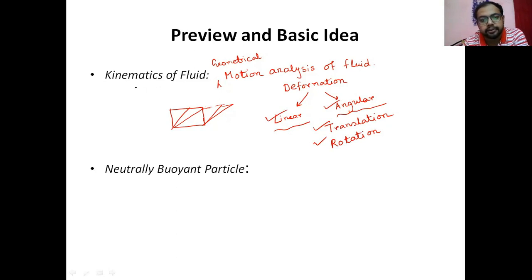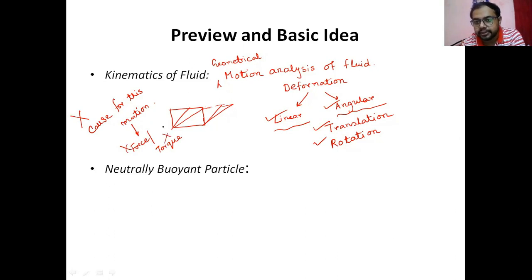All this kind of analysis we'll do under the kinematics of the fluid. But here we'll not consider the cause of the motion. What is the cause for this motion? That means the force, or any moment or torque, will not be discussed in this portion. Simply geometrical analysis we will do.